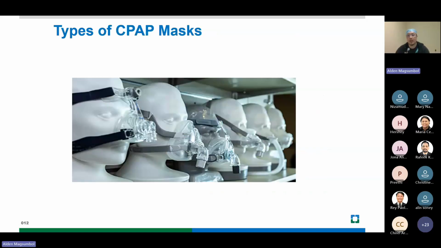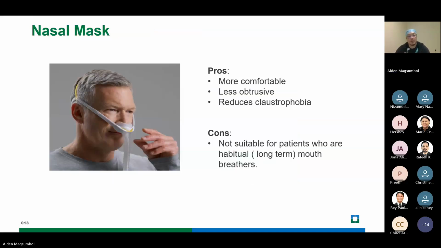Let's review the mask types, their pros and cons. Nasal masks are often more comfortable, less obtrusive, and better for patients who feel claustrophobic with larger mask types. This was mentioned by Zhu et al. in their study assessing the performance of nasal pillows at high pressures versus the nasal mask. Now, it is not suitable for patients who are long-term mouth breathers.